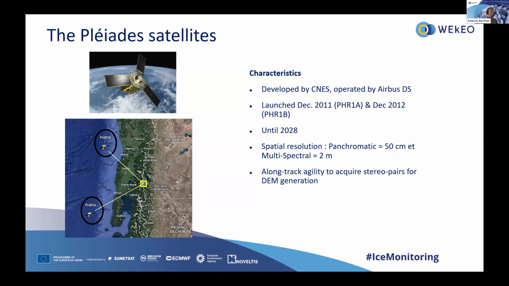And one characteristic of Pleiades is that it has a very high agility along its orbit. As you can see here, you can see the same scene from two different points of view by rolling along the orbit, which permits to generate a stereoscopic pair. So two images of the same part of the ground, but from different points of view.